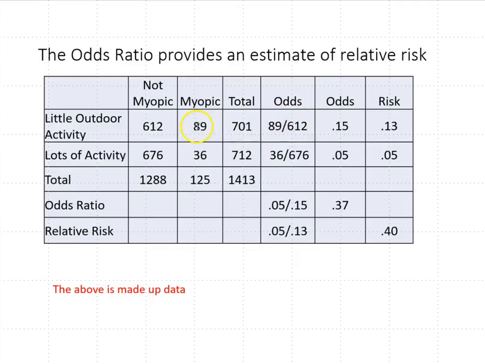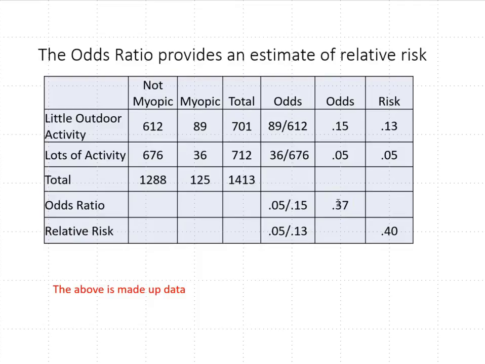So in an odds ratio, you take 89, the number of myopes, but you don't have the grand total of 701 to work with. You have the number that are not myopic. So 89 over 612 is an odds of 0.15. And if you have lots of activity, it's 36 divided by 676, or 0.05. And then the odds ratio is 0.05 divided by 0.15, or 0.375.